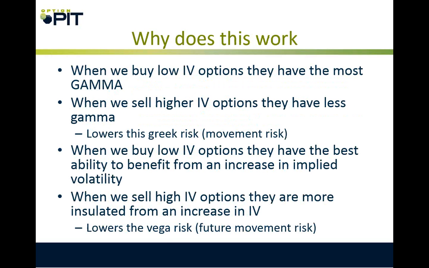All right, when you buy low IV options, they have the most gamma. When you sell higher IV options, they have less gamma. So when you buy volatility on the low end, you're getting more gamma out of that back month. And when you get that positive term structure, it tends to actually soften your movement risk. So if you can get a positive term structure in low vol, you can really reduce the movement risk.